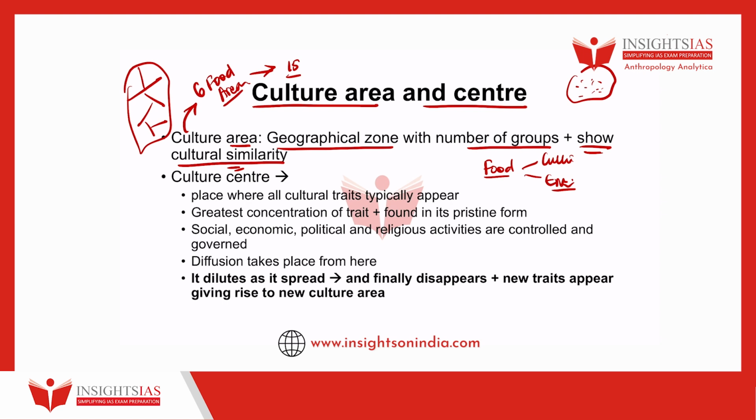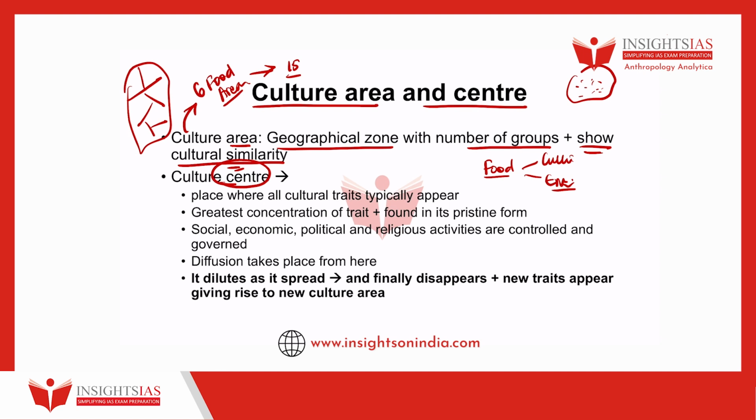You can just mention 1 or 2 names, but then you can elaborate on the explanation part of it. Basically he took food as the most basic factor, influenced by both culture and environment, and he gave a list of 6 basic areas. And later he says that in this culture area you have a culture center.